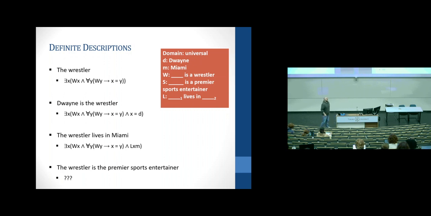Nice. Now, note, in every one that we've done so far, we've taken a kind of definite description, and we've then ascribed some property to it. Being identical to Dwayne, living in Miami, whatever you want. Let's take our last one. Our last one's kind of fun. The wrestler is the premier sports entertainer. What are we going to do with this one?